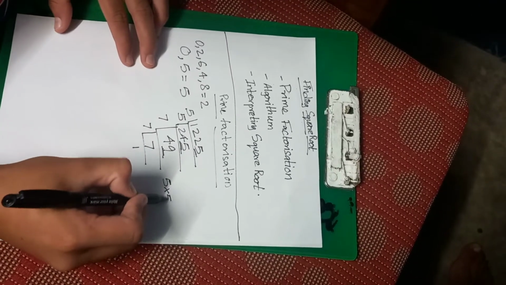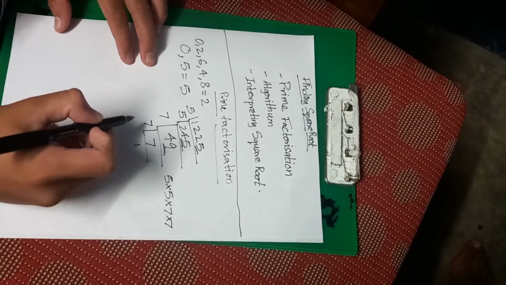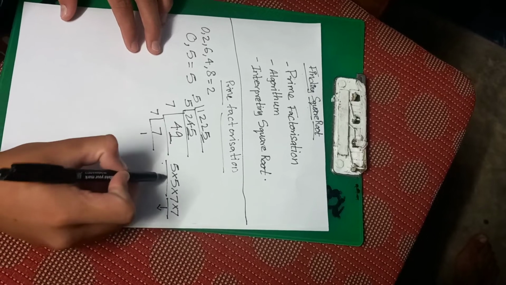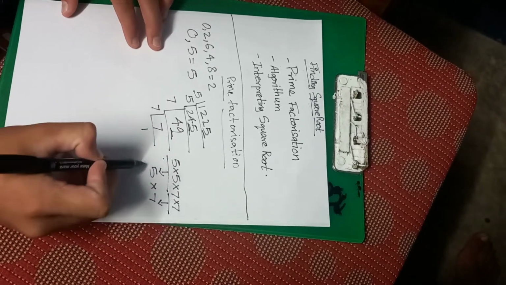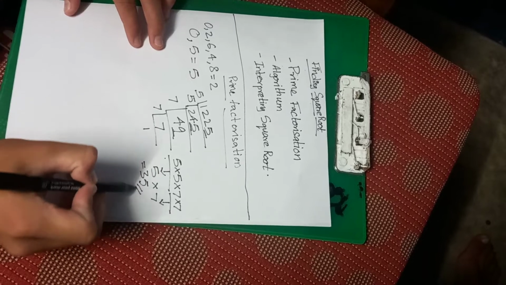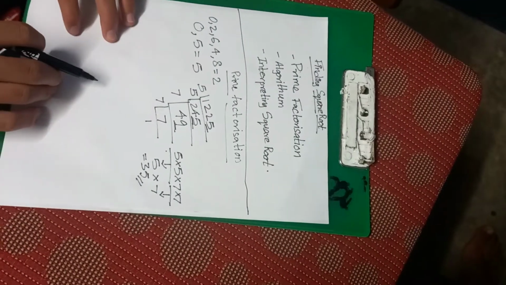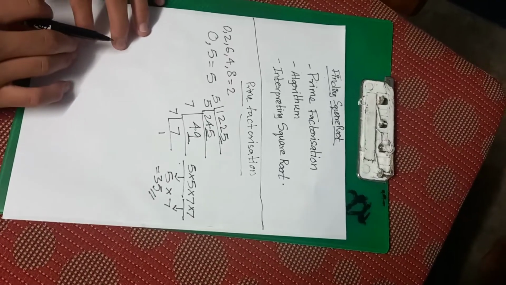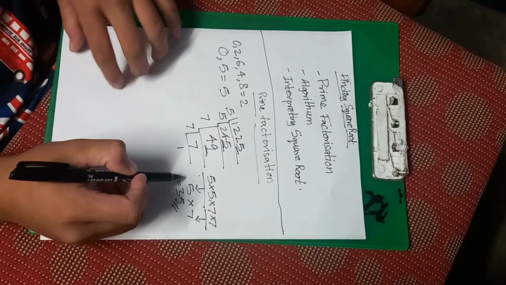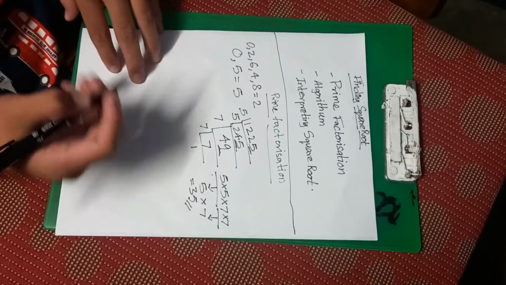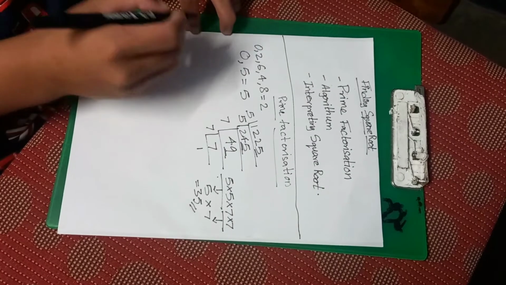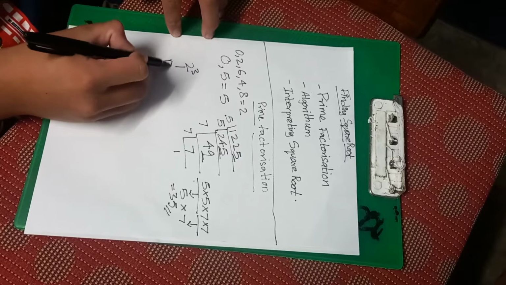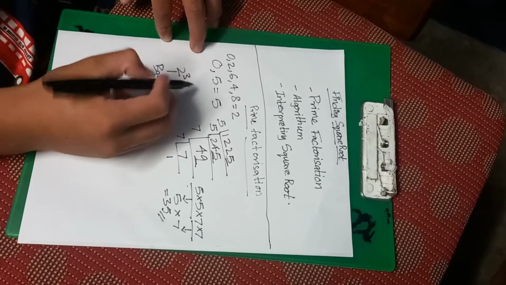So we have 5 times 5 times 7 times 7. Taking one from each pair, 5 times 7 is equal to 35. So 35 is the square root of 1225, which we get from prime factorization. While doing this, we should keep in mind that if a number is written like this, it is known as the base and this as the power.